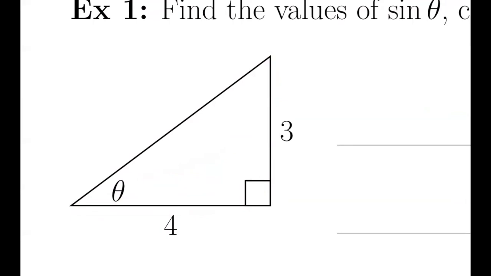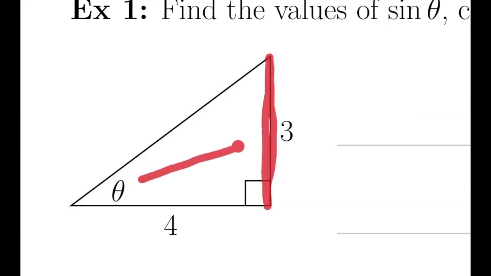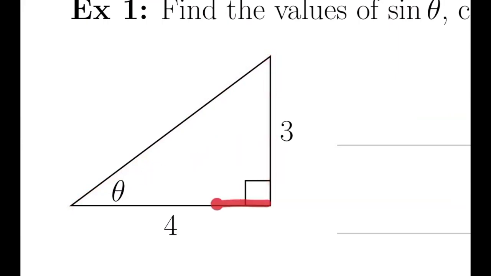But yeah, the hypotenuse is the longest side, and the two shorter sides, those are the legs of the right triangle. And like I said, this is the opposite leg. It's opposite the angle, and this is the adjacent leg. It's right next to the angle.